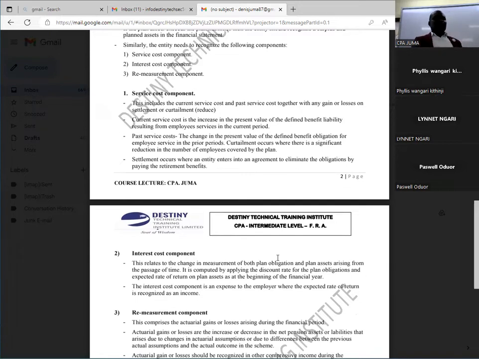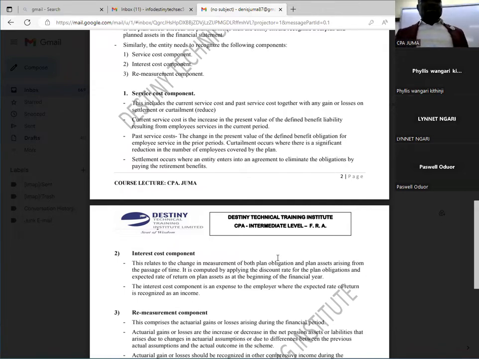But in that question, I thought they were asking those components, but they were asking you the elements of the remeasurement component. So it means you need to know what the remeasurement component is and what it entails. So let's check them one by one. Service cost component includes the current service cost and past service costs, together with any gain or losses on settlement or curtailment. Curtailment is just the reduction.